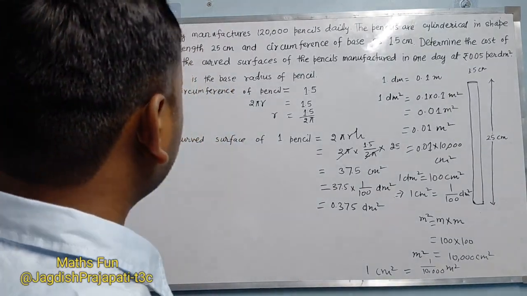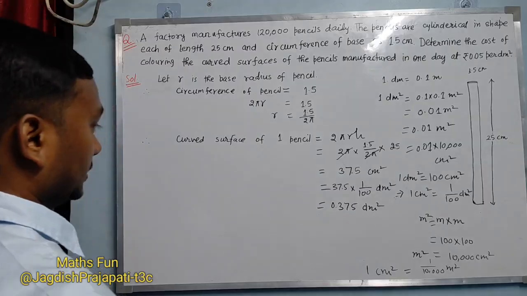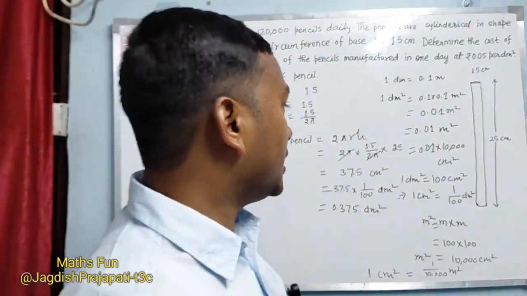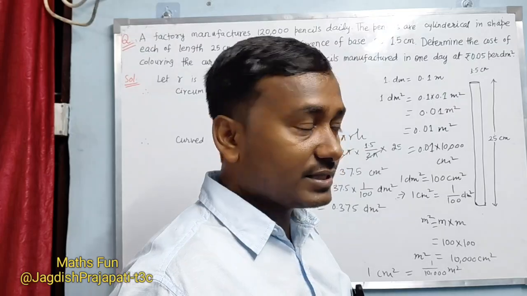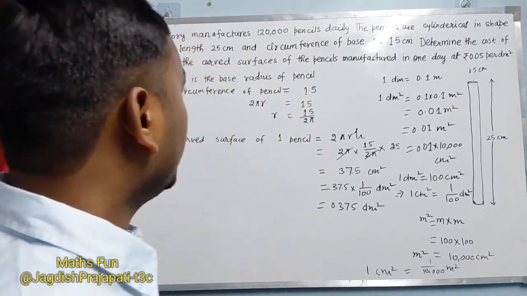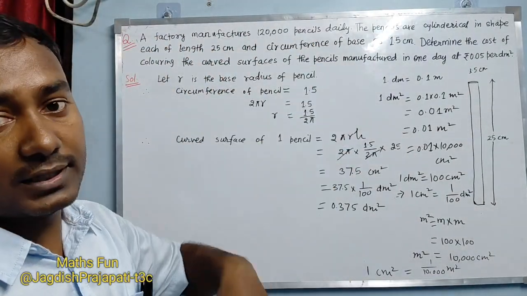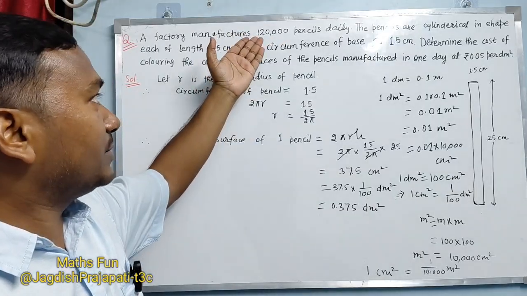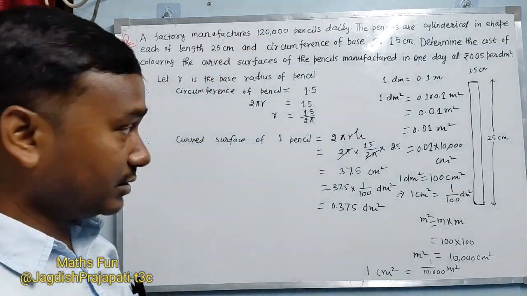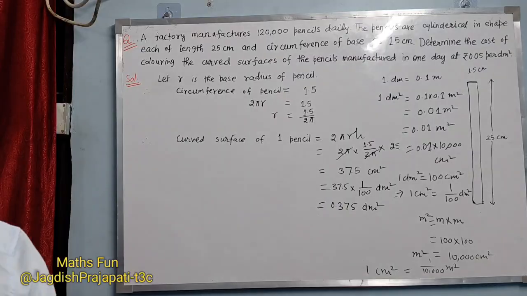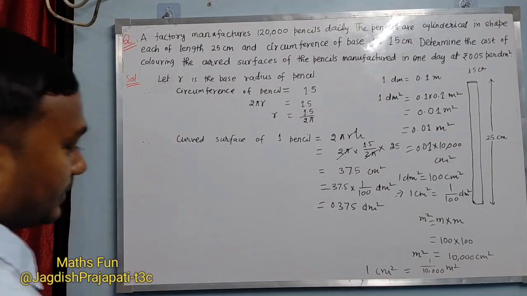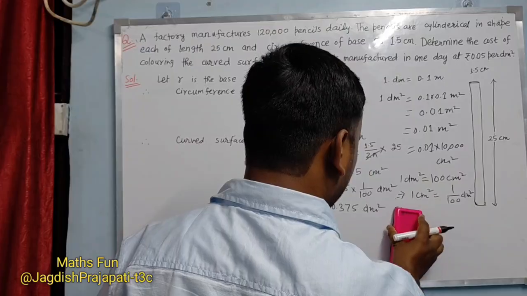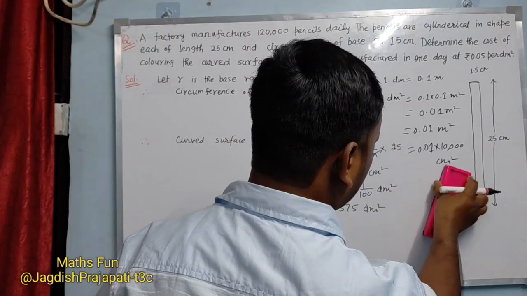So let us find out the cost of one pencil. Then we will multiply with this, and then we can find out the cost of the pencils manufactured in 1 day. I write this only for your understanding purpose.